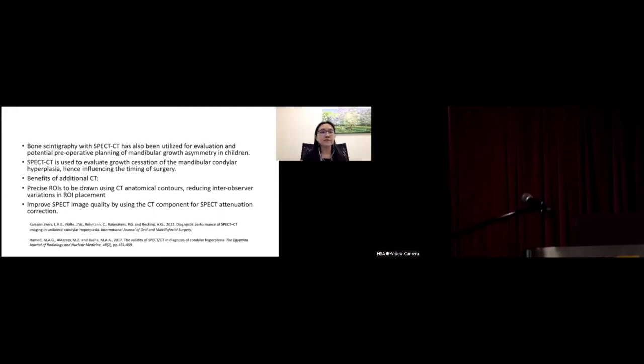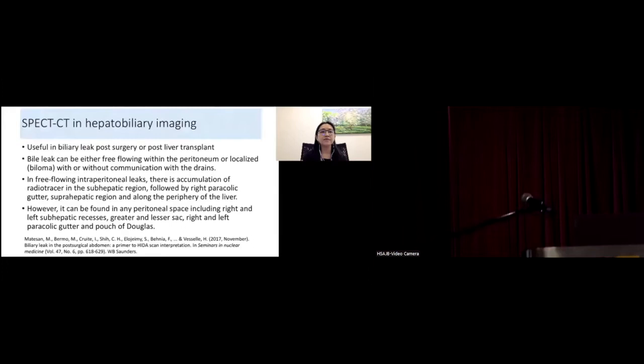So we move to the next branch of my topic, which is SPECT-CT in hepatobiliary imaging. This is useful in biliary leak post-surgery or post-liver transplant. Bile leak can either be free-flowing within the peritoneum or localized, with or without communication with the drains. In free-flowing intraperitoneal leak, there is accumulation of tracer in the subhepatic region, followed by the right paracolic gutter, suprahepatic region, and along the periphery of the liver. However, it can be found in any peritoneal space.